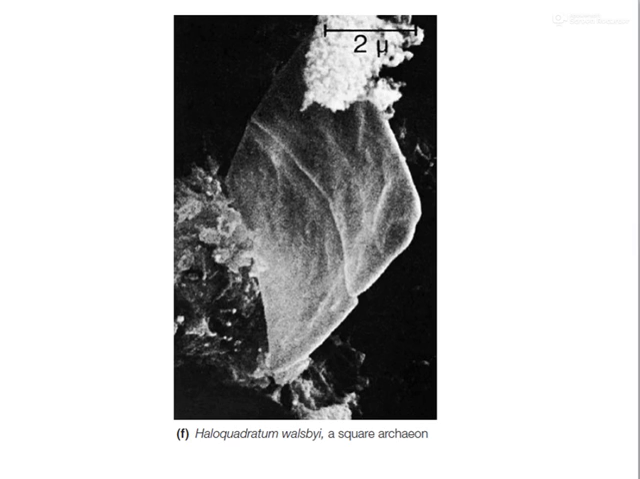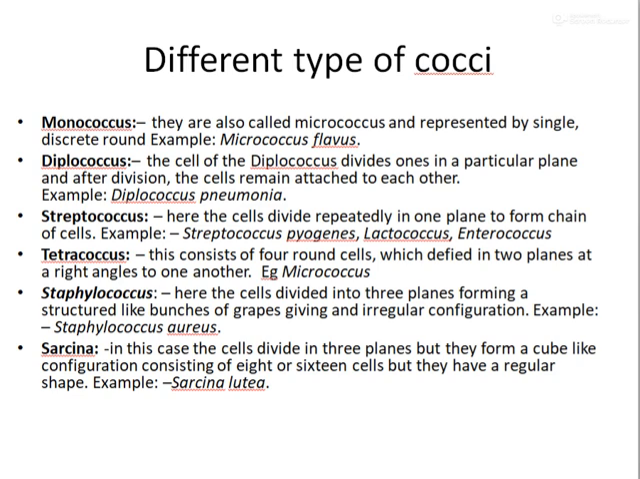And there are also bacteria which are square shaped. Certain archaea, or archaebacteria, are usually primitive bacteria. Haloquadratum walsbyi, or Walsby's square bacterium, is an archaebacterium which has been found to be square shaped. So these are the different types of bacteria based upon their shape.